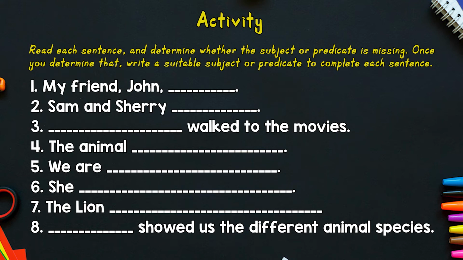So there you have it. 8 short statements for you to complete and make into a simple sentence by adding either the subject or the predicate. So you have 60 seconds on the clock to quickly decide what you will put into each one of these statements to make it into a simple sentence.